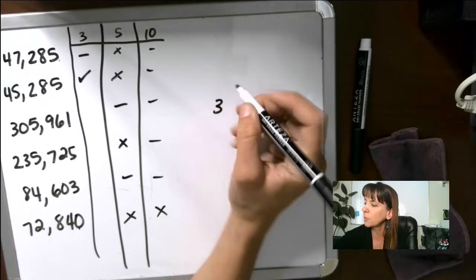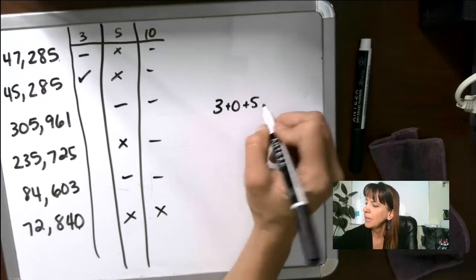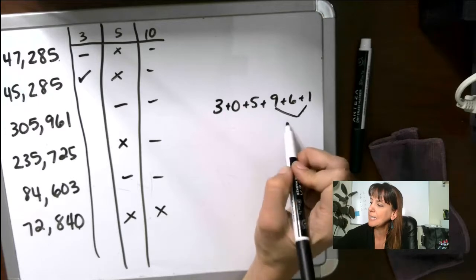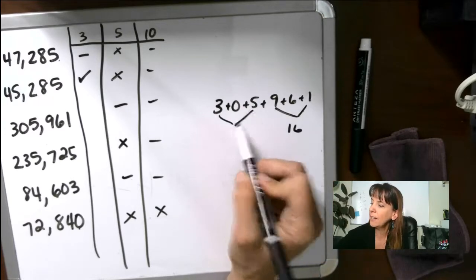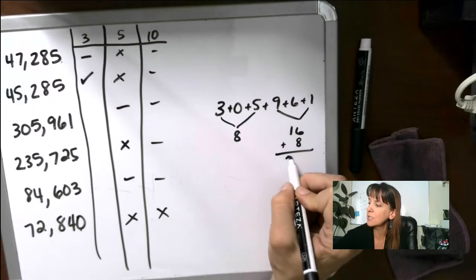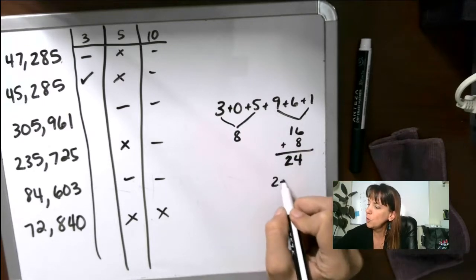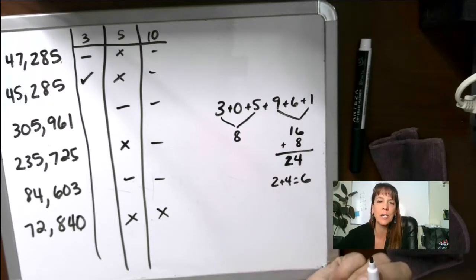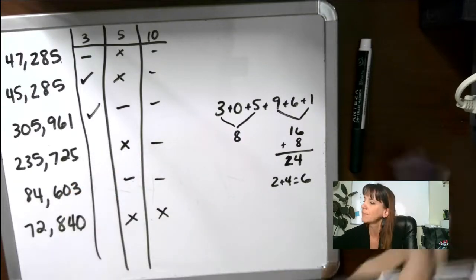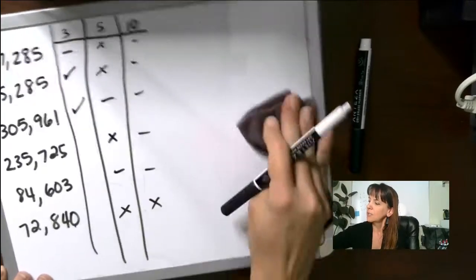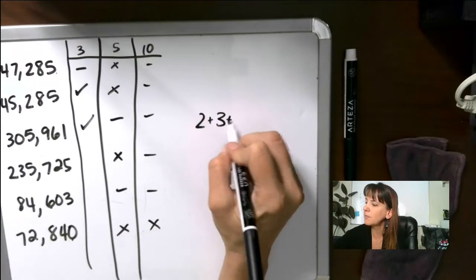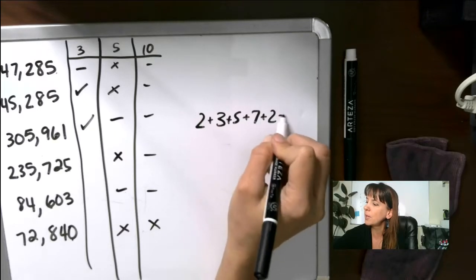305,961. So 3 plus 0 plus 5 plus 9 plus 6 plus 1. This is 16 here. This guy right here is 8. Bring that over here. 16 plus 8 is 24. 2 plus 4 equals 6. Does 3 go into 6? Yes, it does. So 3 is going to go into this number right here. Let's try some others. Gosh, they gave you some hard ones here. Sorry about that. 2 plus 3 plus 5 plus 7 plus 2 plus 5.